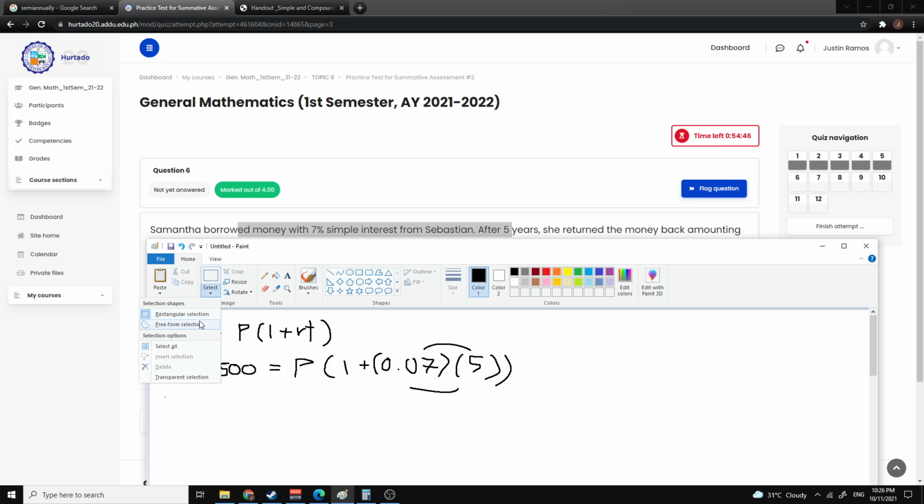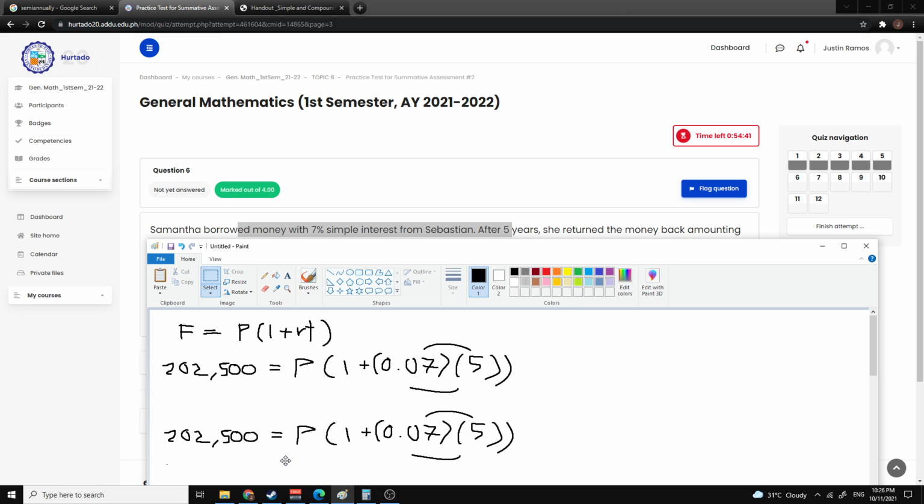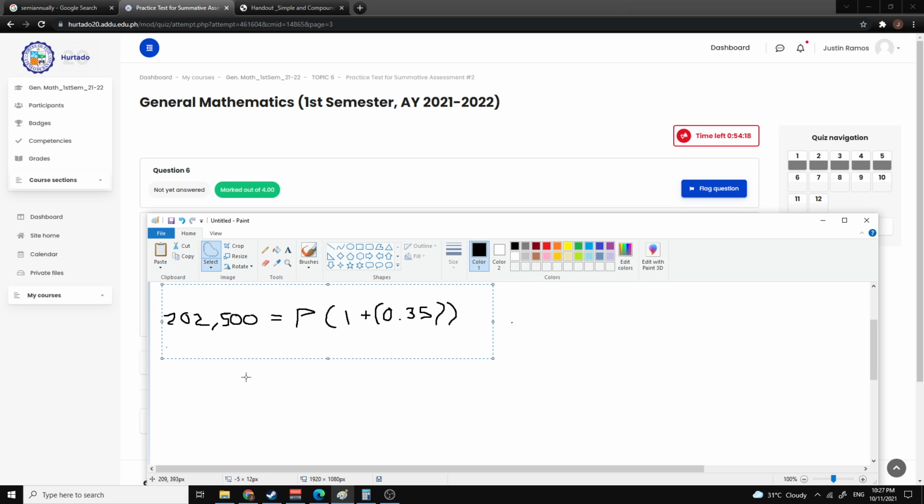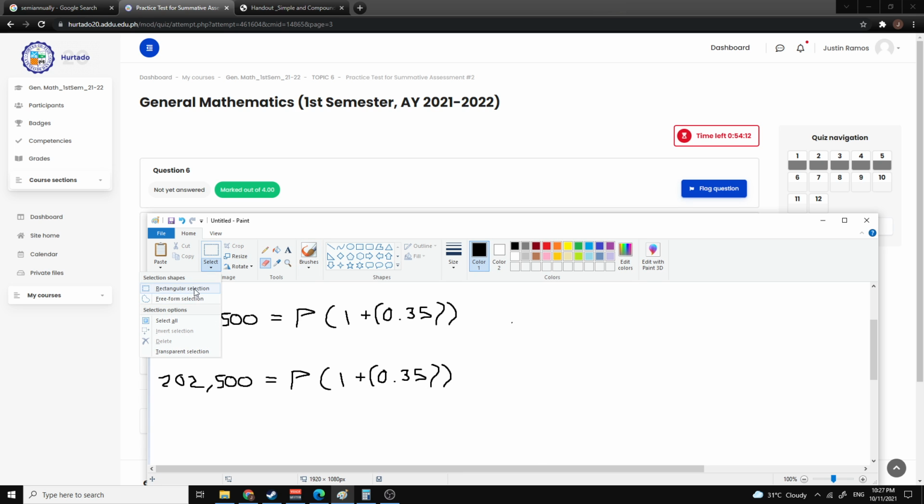So it's basically just as simple as what is 7 times 5. It's 35, right? So that is our decimal, 0.35. That's what we're going to be using. Now we just have to add that to 1. So what is 0.35 plus 1? Simple enough, right? 1.35.